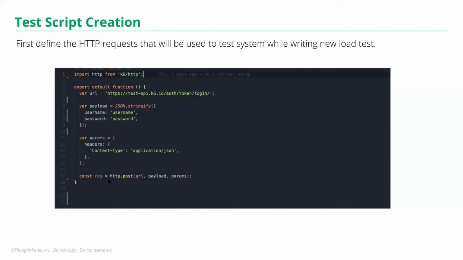And at the end, we can trigger this call with the help of http dot, the kind of request method this particular API call has. This particular API call had POST, so we are going with post, and then we are specifying the URL, payload, and the params which we have declared above. And we are storing it in the response.